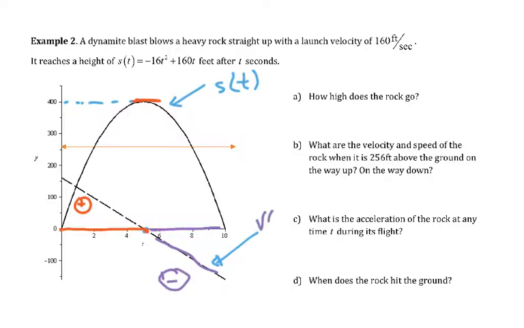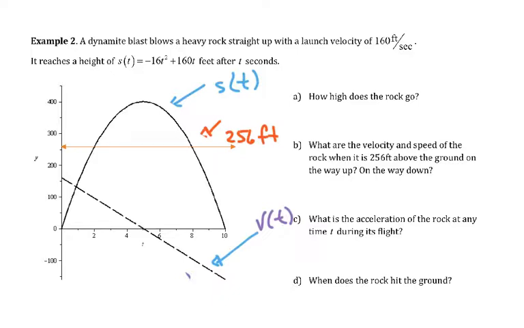So this is the velocity function. Let me erase that so you can see it better. This just represented 256 feet. And to show you that it happens twice. On the way up, remember it happened at 2 seconds. And then on the way down, it happened at 8 seconds. So this graph is just kind of interesting to see all these relationships. In particular, the derivative and the original function.